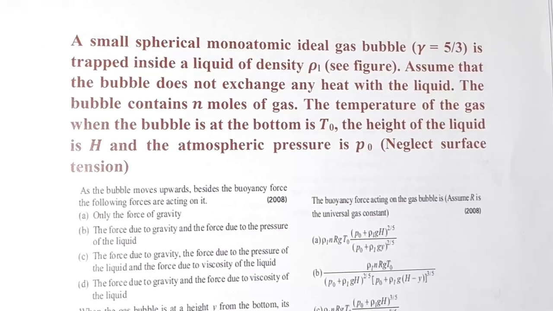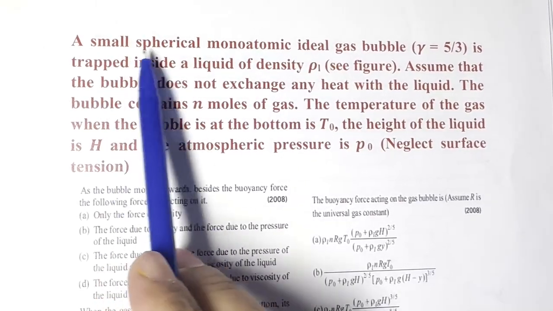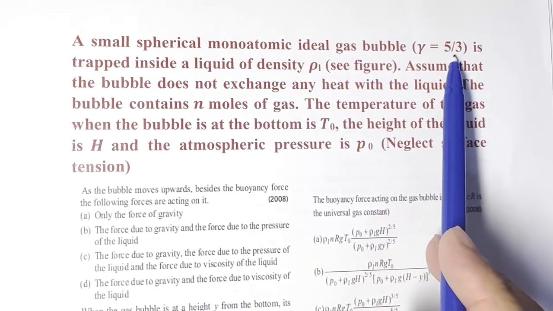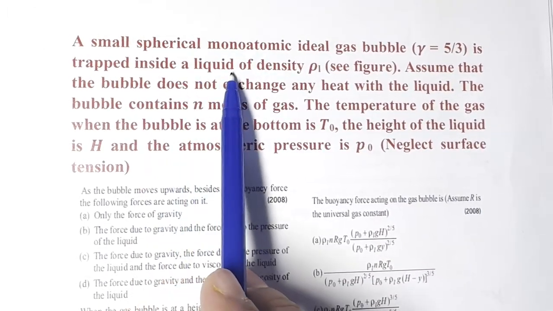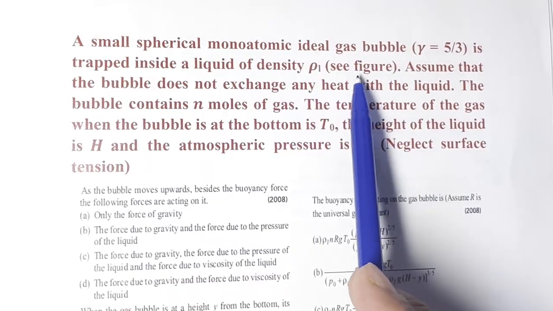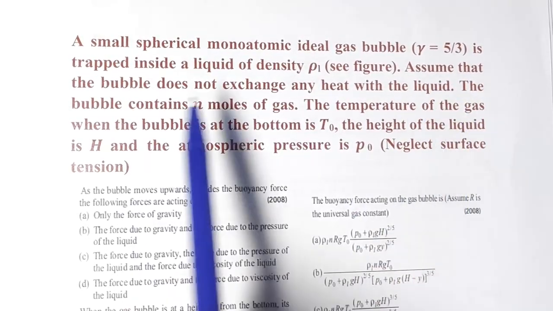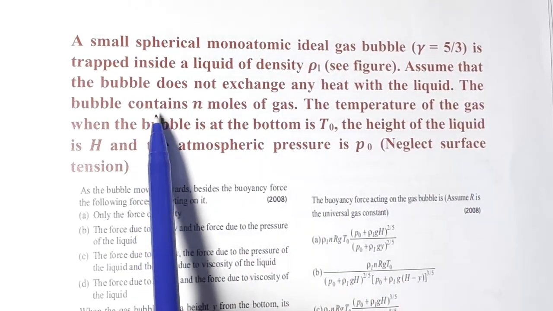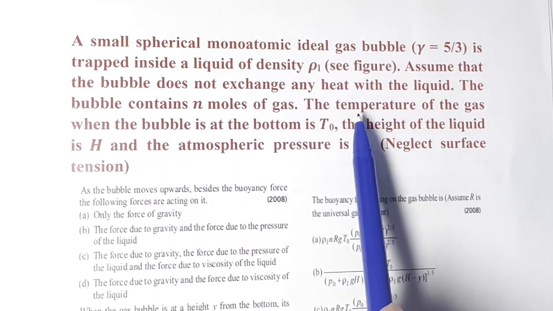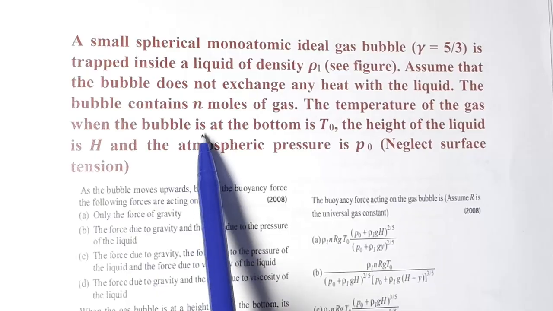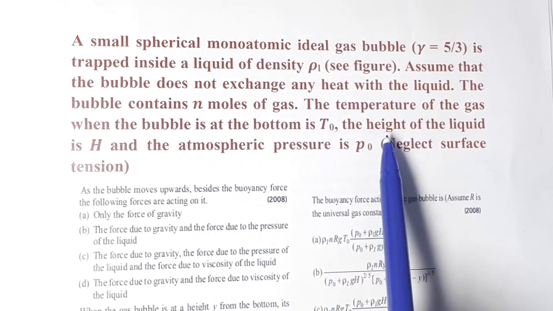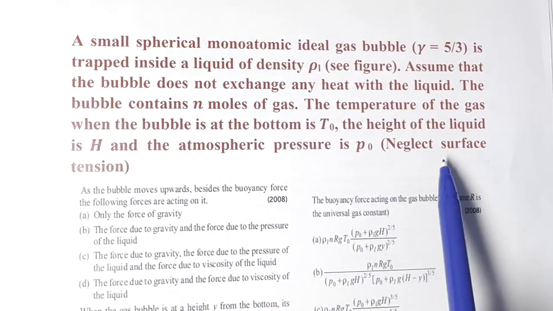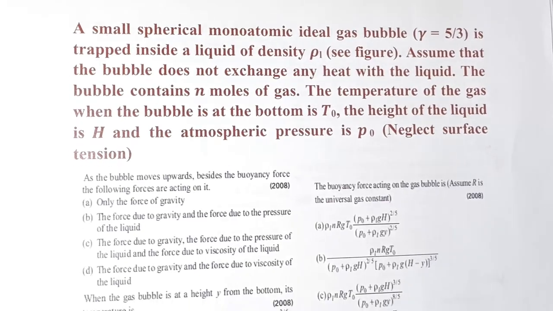Hello friends, today's question. A small spherical monoatomic ideal gas bubble with gamma of 5/3 is trapped inside a liquid of density ρ1 as in figure. Assume that the bubble does not exchange any heat with the liquid. The bubble contains n mole of gas. The temperature of the gas when the bubble is at the bottom is T0. The height of the liquid is h and the atmospheric pressure is P0, neglect the surface tension.